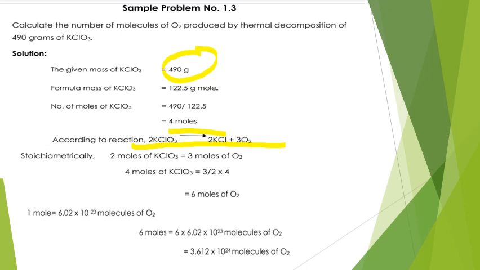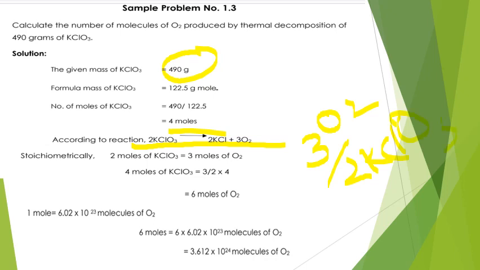So we have to find the moles of oxygen by the application of a conversion factor. From the given equation, the conversion factor comes out as 2 moles of KClO3 is equal to 3 moles of O2 which is produced. So the conversion factor will be 3 upon 2. 3 moles of oxygen are produced from 2 moles of KClO3.